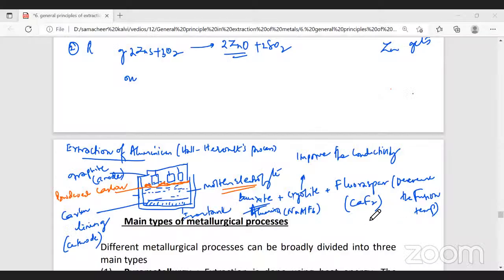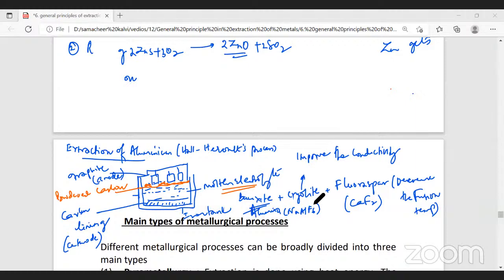Sir, it's not visible, sir. It's not visible. Oh no, my sir. God! Again. Now it's visible. Yes, sir.